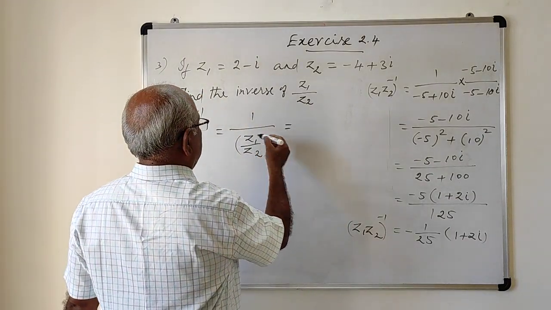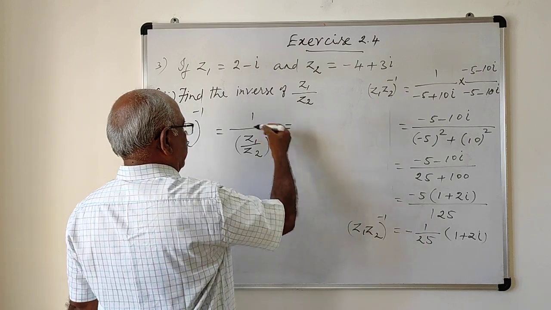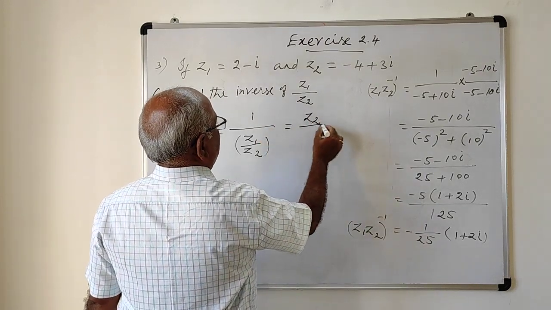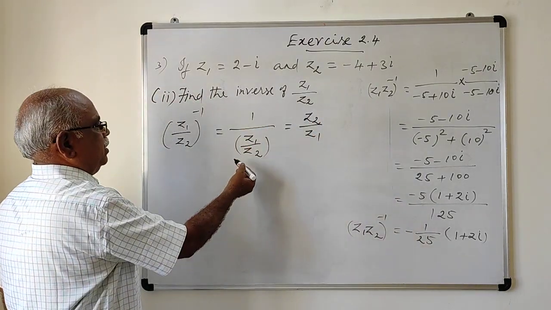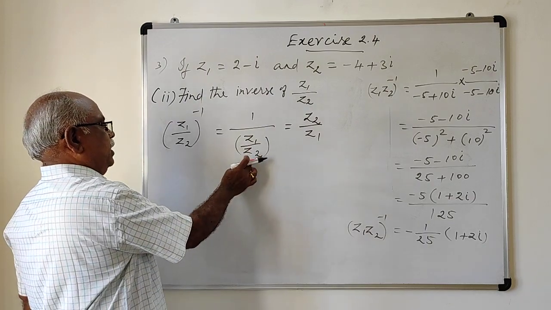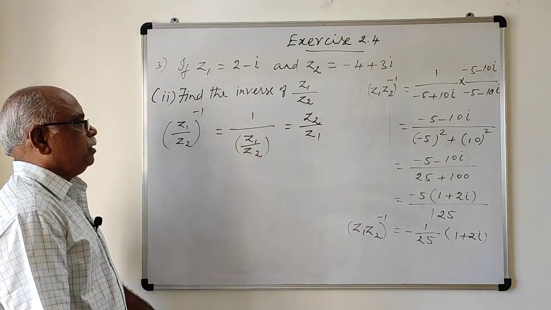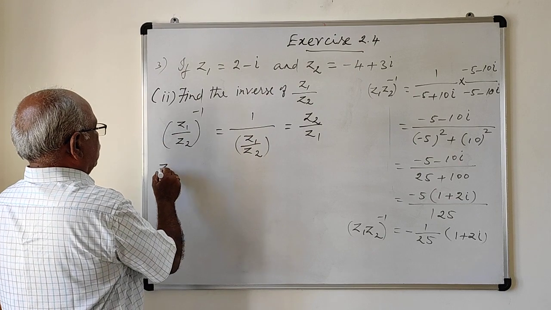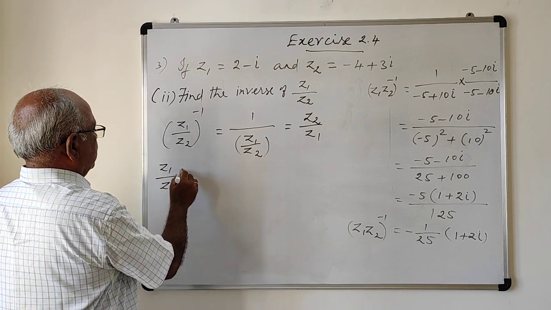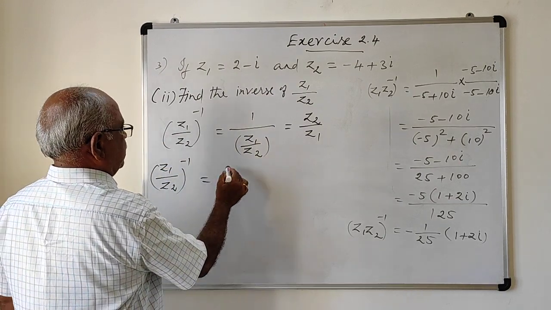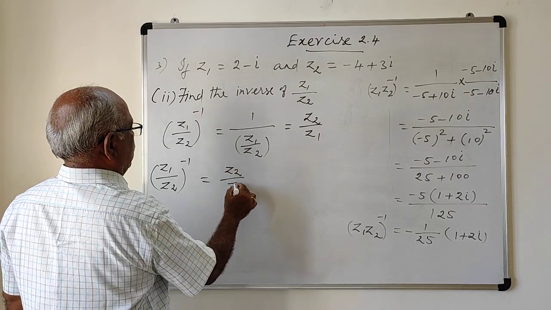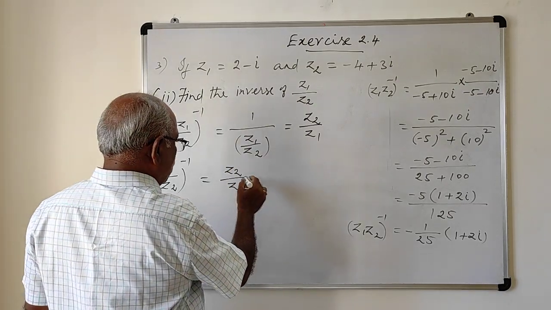It is nothing but 1 by (A by B) is B by A, that is Z2 by Z1. The denominator becomes the numerator. Therefore, Z1 by Z2 inverse is nothing but Z2 by Z1. So now what is Z2?